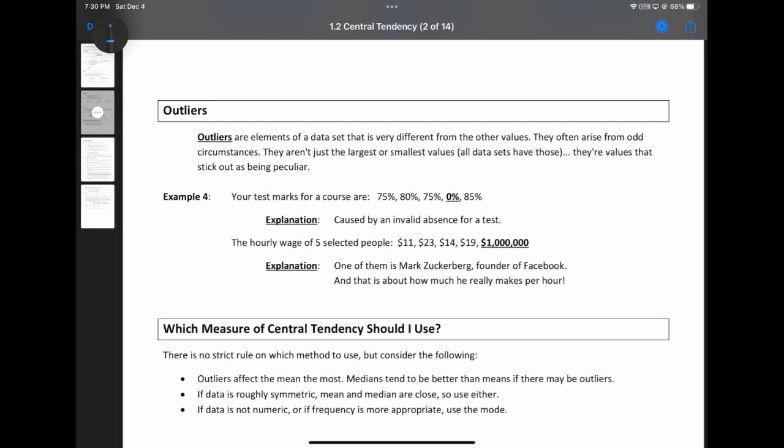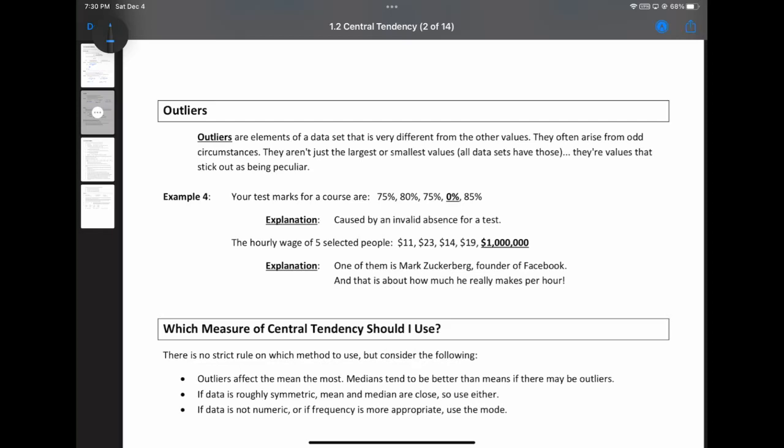The next one, we have 5 people we selected to look at how much they make per hour. We get normal values like $11. Well, less normal now that minimum wage is a little bit higher, but $11 an hour, $23 an hour, $14 an hour, $19 an hour, and $1 million an hour. I would say that the million is an outlier, not because it's the highest, but because it's ridiculously out of whack with the others and makes you suspicious.